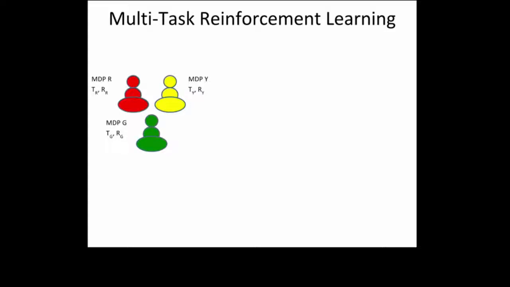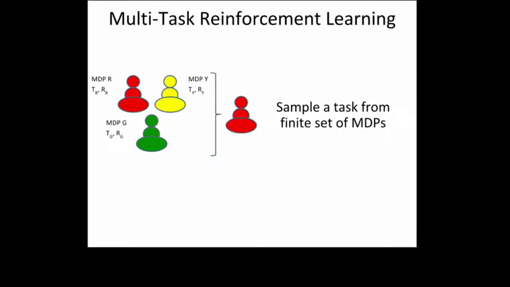And in this simple setting, let's imagine we just have 3 different MDPs. Now, all of them are going to share the same state and action space, but they might have different models. They might have different dynamics models or reward models. And the way we're going to think about this is that when we interact with a new task, it's going to be sampled from this finite set of MDPs.